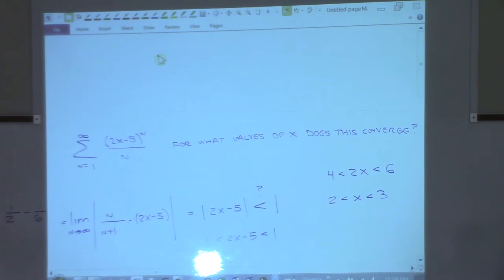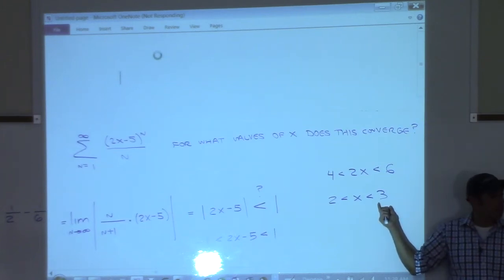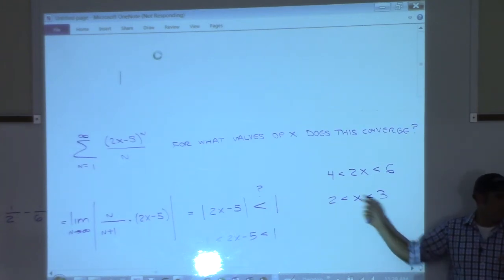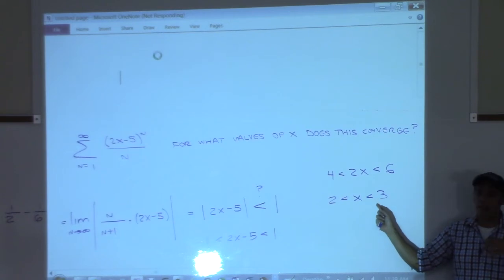25 abs, just because it would have made that top part 0. So if we pick a number between 2 and 3, right? Anything though, it could be 2.1, it could be 2.999. We're going to get convergence.